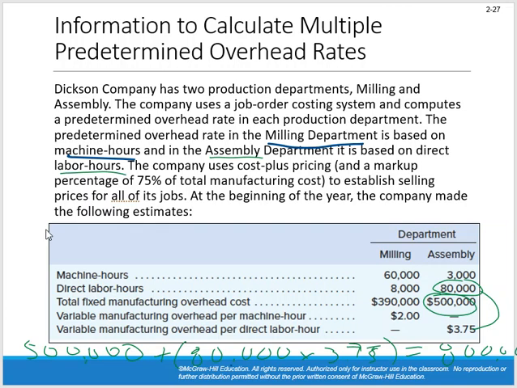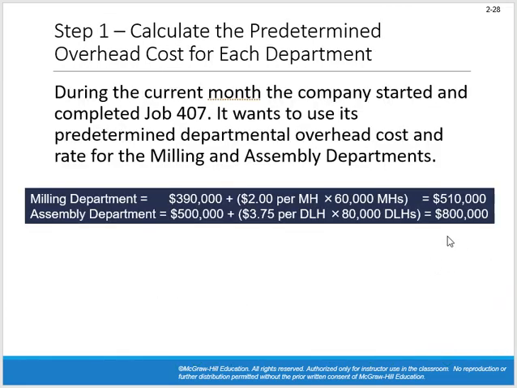Okay, so that's where they're getting the numbers here. So it came from that chart that they gave us. We just need to know which numbers to use. So that's why I underlined milling in blue and assembly in green, so we could keep track of which one was using which allocation base.